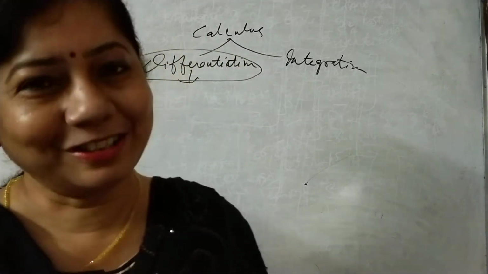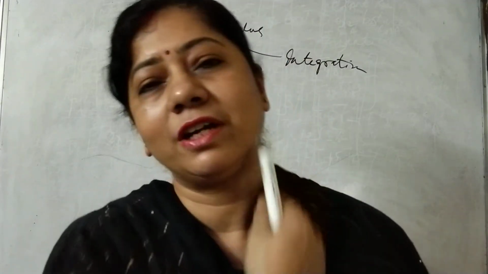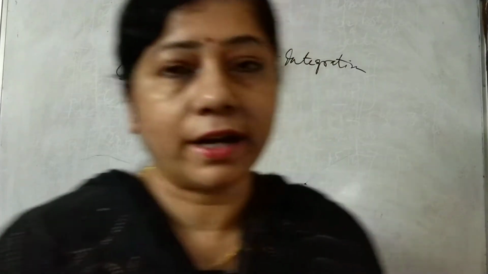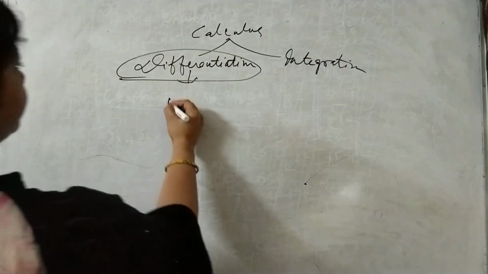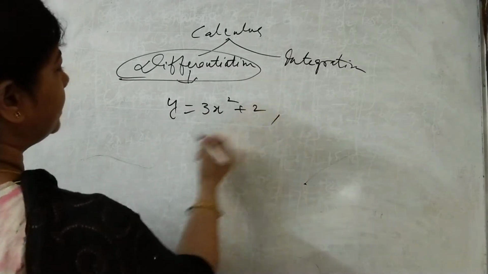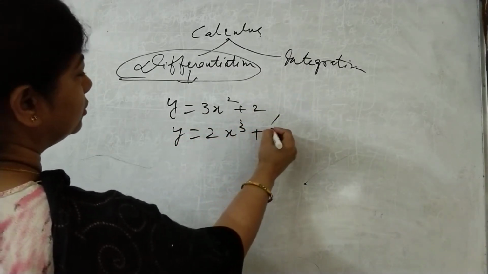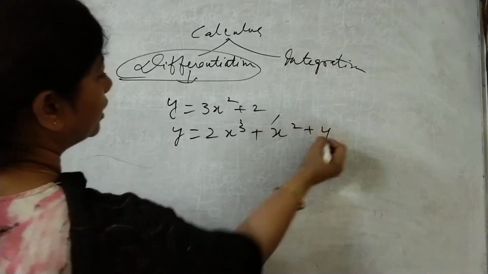Okay, now in order to do it, what is very important is that we need to understand two things: constant and variable. I give lots of importance to constant and variable because that is very important. Now when we talk of variables, suppose I write an equation on the board: y is equal to 3x square plus 2, or any other equation, y is equal to 2x square, or x cube plus 4, whatever it is.